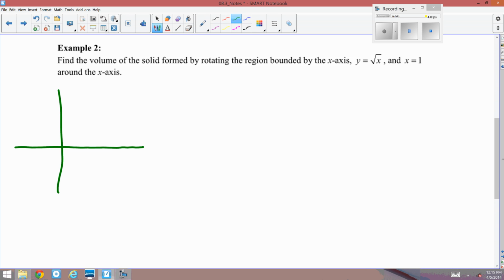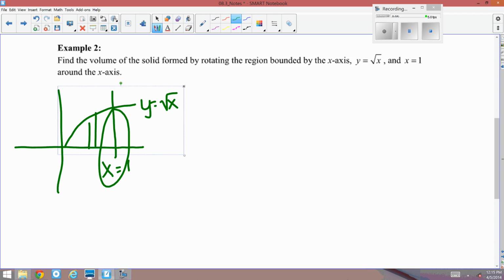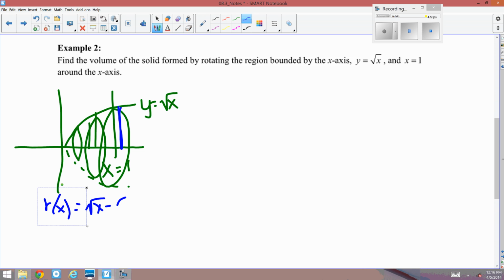We have the x-axis, y equals x squared, or square root of x, and x equals 1. So this is our region here, and we're going to rotate it about the x-axis. All right, so it might look something kind of like this, where we'd have all these disks. So to find the radius would be the top minus the bottom. So it would be square root of x minus 0. All right, or just square root of x.